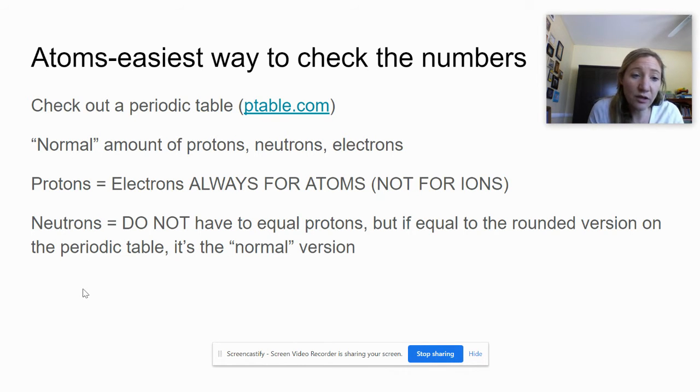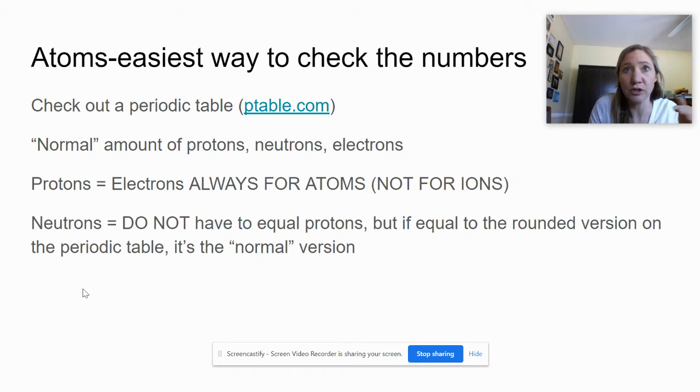Then down here, the neutrons, there's a common misconception. People think that protons have to equal neutrons. They don't. If you look at lithium on the periodic table, the atomic number is 3, which means the protons are 3. But if you look at the mass, it's 7. 7 minus 3 is 4. So it's got 4 neutrons. So the normal version does not always have them equal. Protons do not always equal neutrons. But the normal version is what we look at on the periodic table.